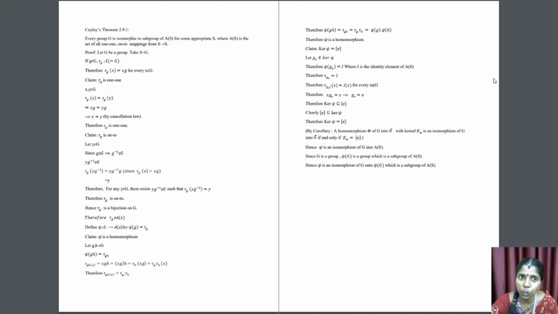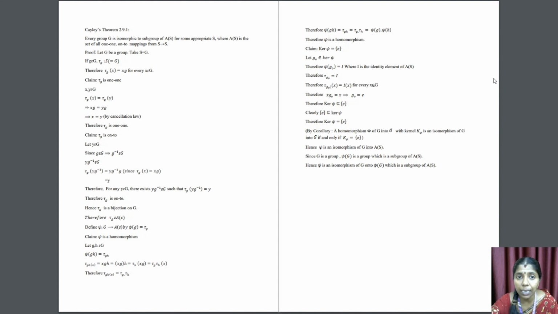Today we discuss Cayley's theorem. First we see the statement of Cayley's theorem. Every group G is isomorphic to a subgroup of A(S) for some appropriate S, where A(S) is the set of all 1-1 onto mappings from S into S. That is, every group G is isomorphic to a subgroup of A(S).